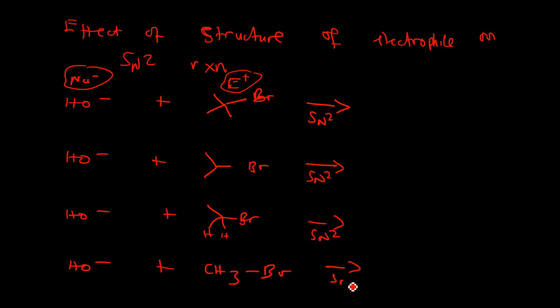Assume SN2. Which electrophile do you think has the most access on the backside? Because remember, we said SN2 proceeds by back attack, right? That's how you get inversion. There's back attack by the nucleophile.